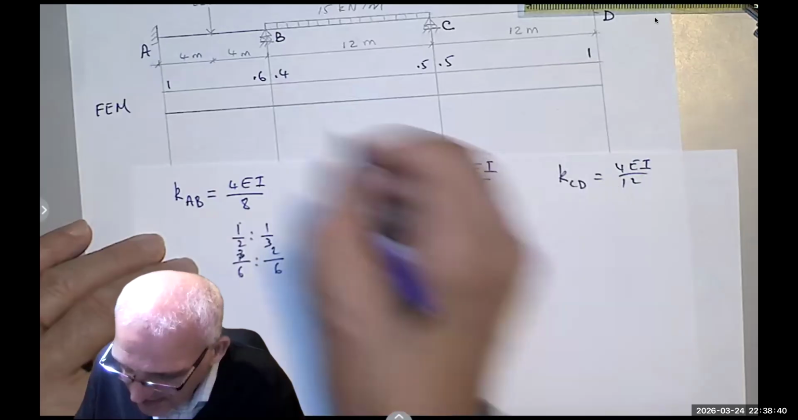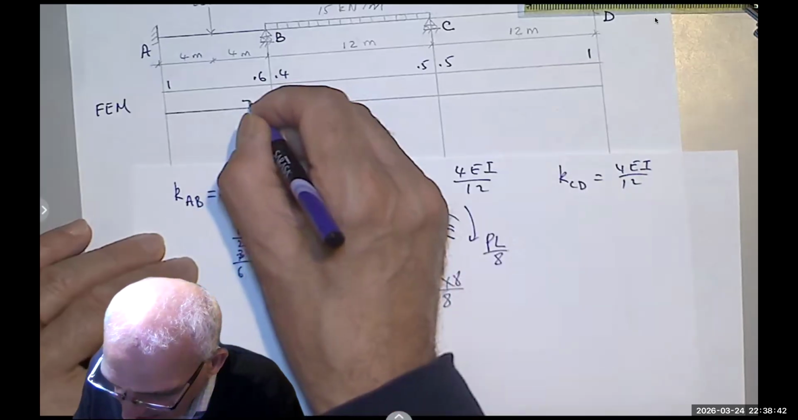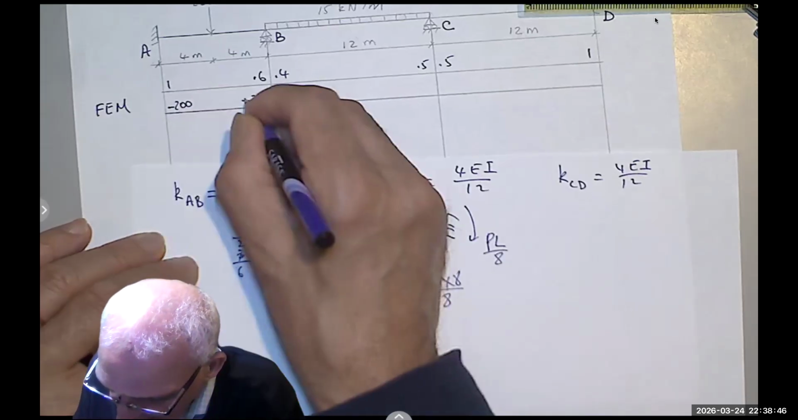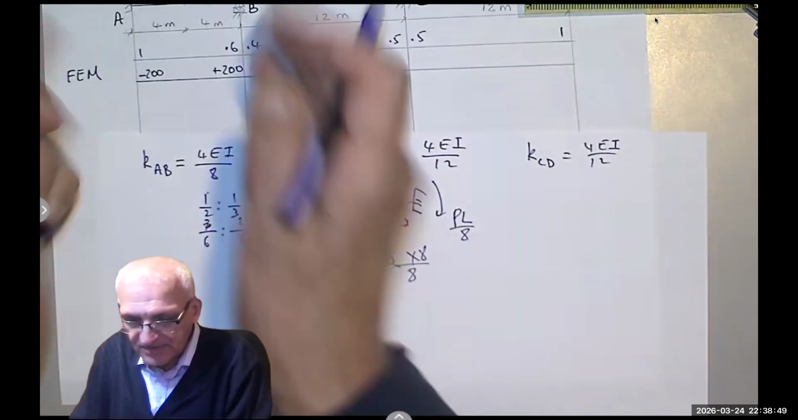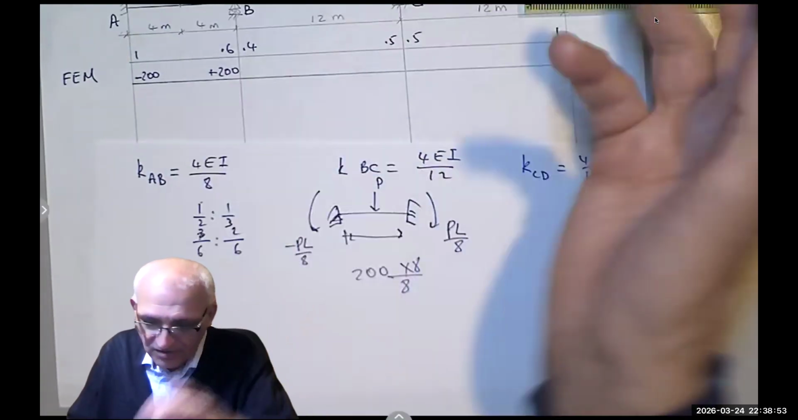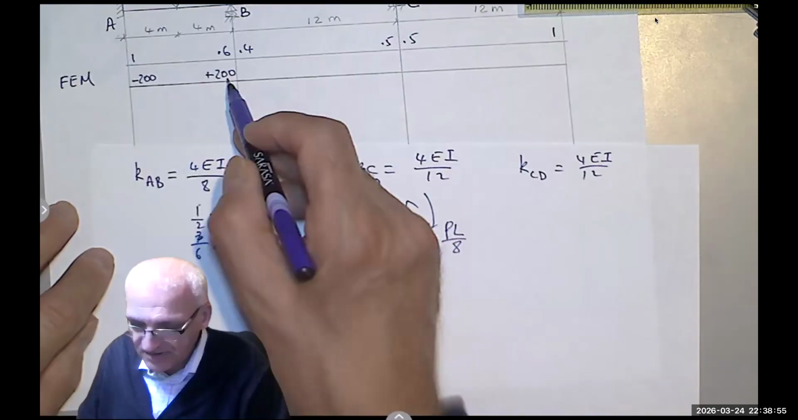So this is negative 200. I'm sorry, negative 200 and positive 200. So for this bay, 200 times 8 over 8 is 200. So you get negative 200 and positive 200.